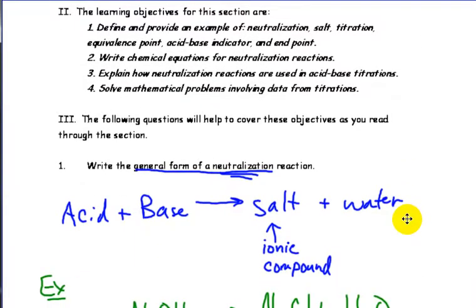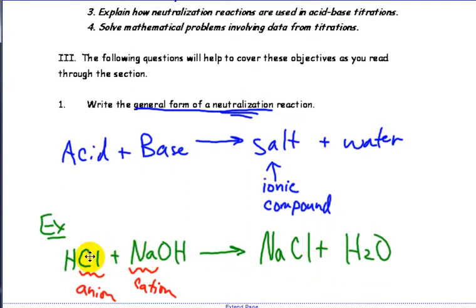First of all, neutralization is when an acid combines with a base to make a salt plus water. And by salt, what I really mean here is an ionic compound, a metal combined with a non-metal. For example, hydrochloric acid plus sodium hydroxide gives you water and the ionic compound. The cation comes from the base and the anion comes from the acid. So the beginning part of the base, last part of the acid.